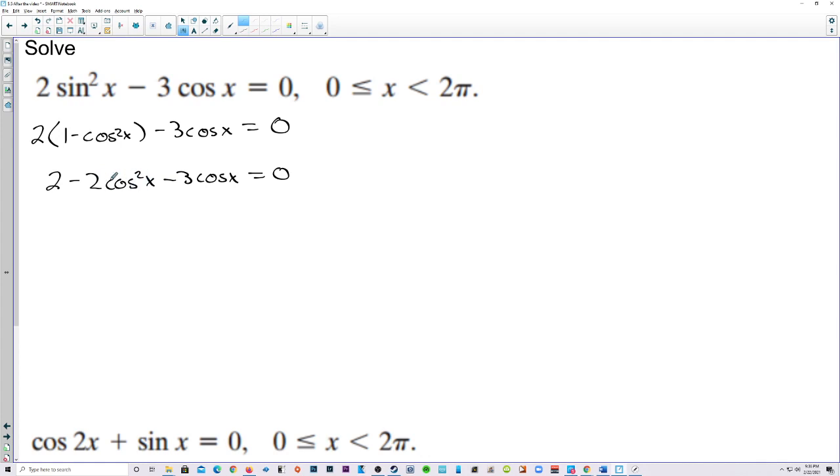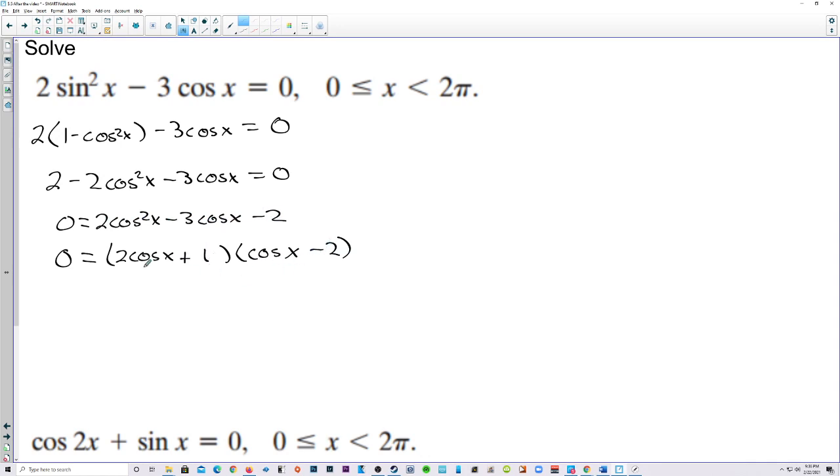And I really like that squared term to be positive, so let's get everything to the other side. 0 is equal to 2 cosine squared x minus 3 cosine x minus 2. Let's factor, and we have 2 cosine and cosine. That'll get us the 2 cosine squared. And then I need to combine 2 with 2 to get negative 3. How about negative 2 here and positive 1? So we have negative 4, positive 1 gives us the negative 3.